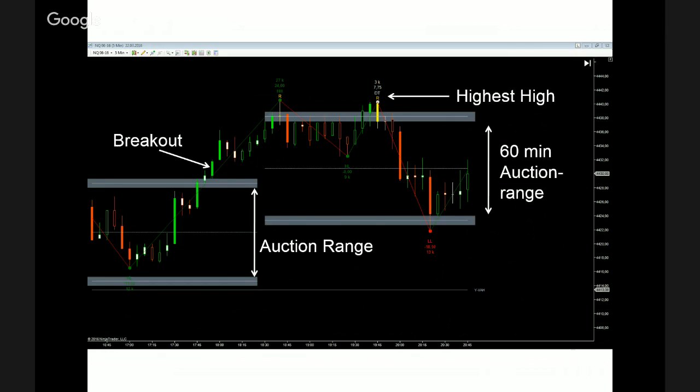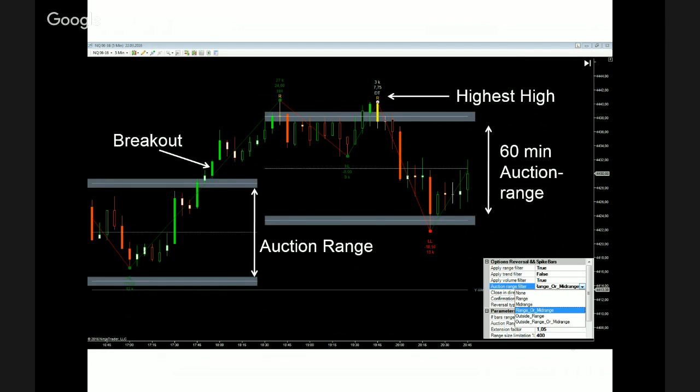Again, in the indicator dialog box here, we can choose the bar period for the auction range. As I said, here we have 60 minutes, but we can also go with a shorter or a longer time series here. And we can also choose where and how to filter the reversal bar. So you can say that they should only appear in the ranges, at mid ranges in the ranges, or outside the range. And you can also turn this feature off completely.